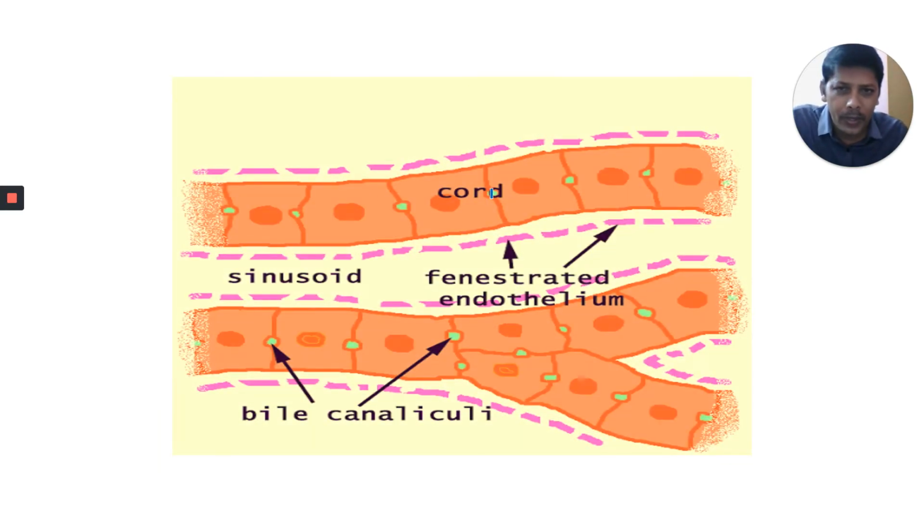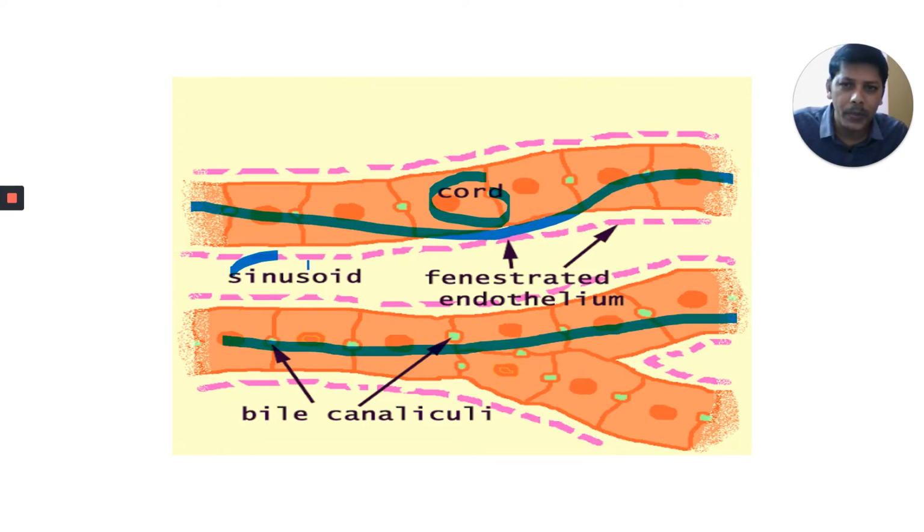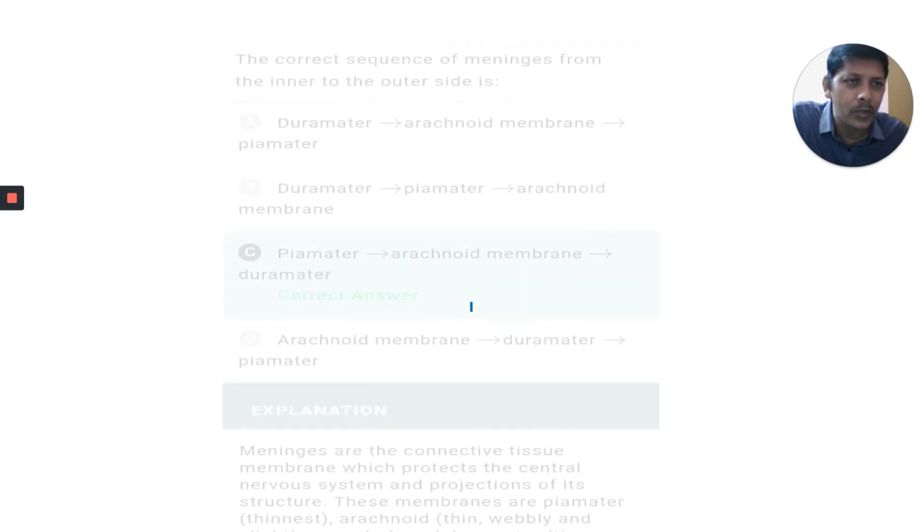You can observe here, this is a hepatic cord, made of hepatocytes. What do these hepatocytes produce? Bile juice. That bile juice is collected here; bile canaliculi are present here. Next, this is the sinusoid. This is one hepatic cord, and this is another hepatic cord. Between the hepatic cords there is a space called the sinusoid, into which the hepatic portal vein and hepatic artery open.